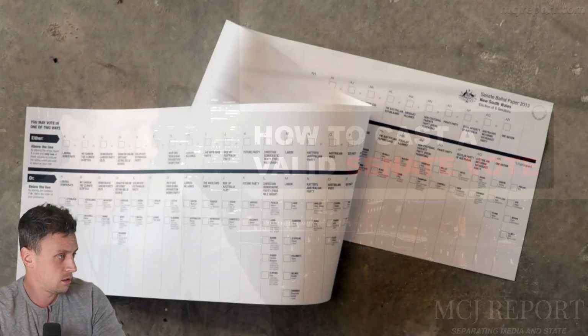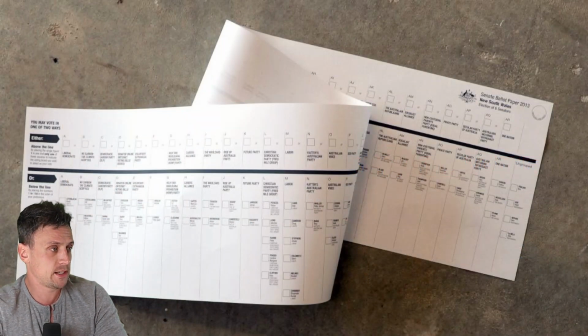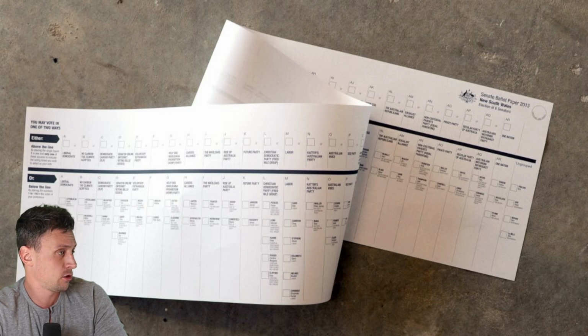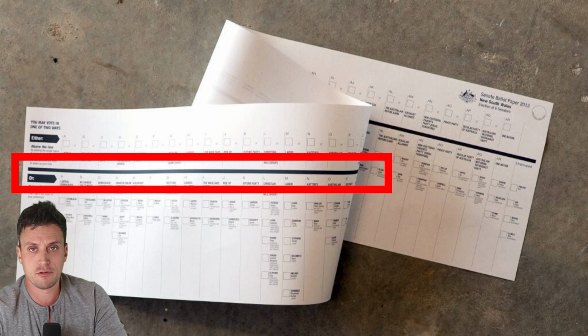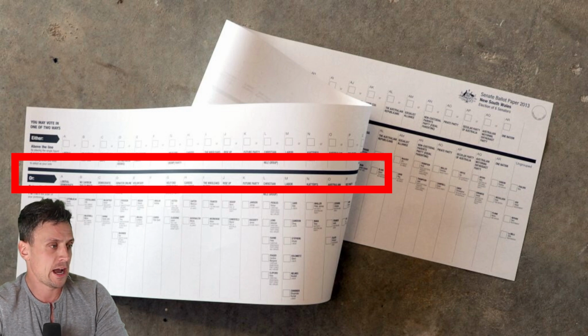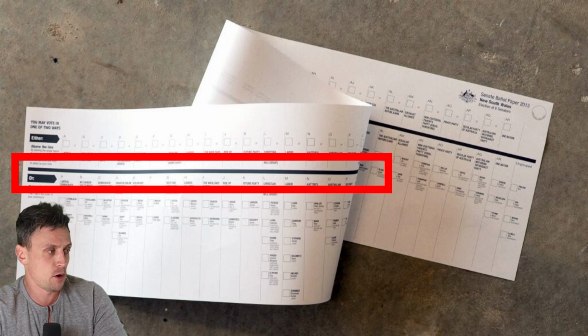Alrighty, so first of all, this is what the Senate ballot paper looks like, this big, long piece of paper. And what you'll see across the top there is a big, thick line going through the paper. That is referred to as the line. Now, you can either vote above the line or below the line, but you can't vote in both areas. All right, so that's the first step right there.